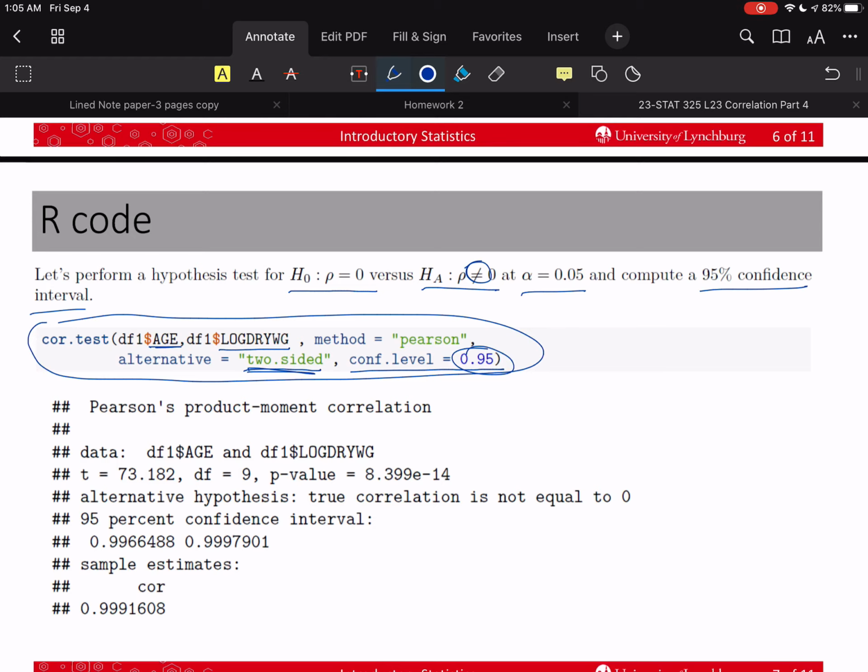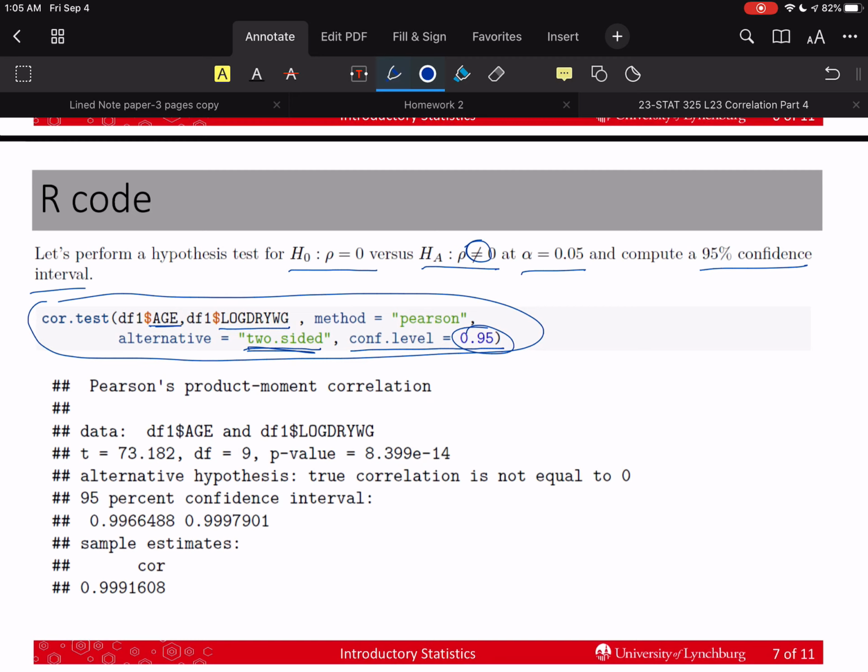Okay, so here's the output with the double pound signs. It tells you the data, the t-value, the degrees of freedom, and the p-value. Look how small this p-value is. This is an 8 with 13 zeros in front of it. 8399 with 13 zeros in front of it, that's pretty small. It also tells you nicely what the alternative hypothesis is, that the true correlation is not equal to 0.